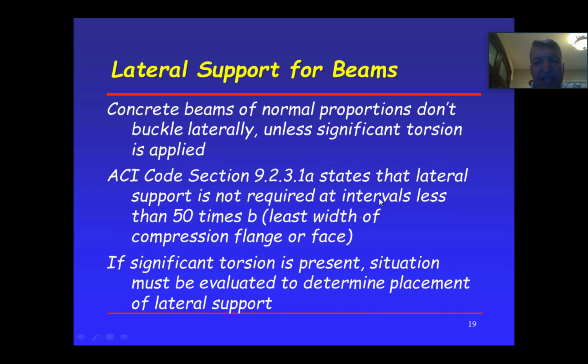ACI code states that lateral support is not required at intervals less than 50 times b, the least width. Again, don't worry about that. So in concrete, it's not going to trigger that. If significant torsion is present, the situation must be evaluated to determine placement of lateral supports. Yes, if you have torsion, then you have to do that. And what did we say torsion was?